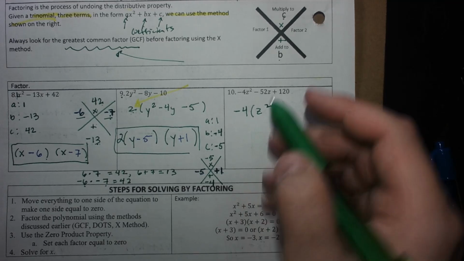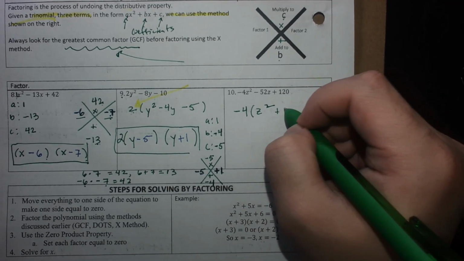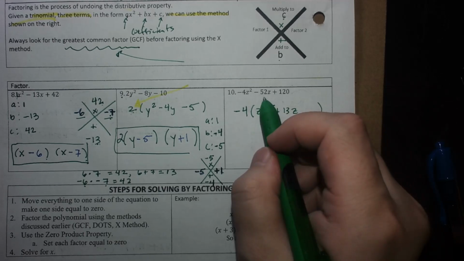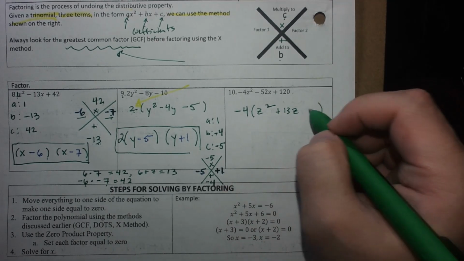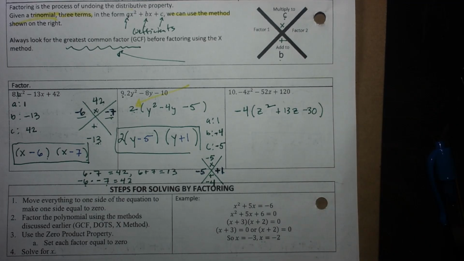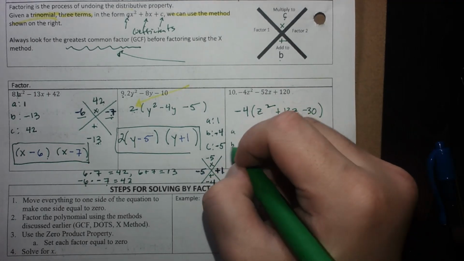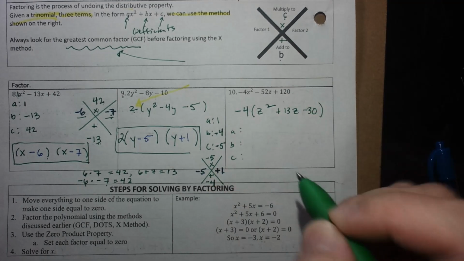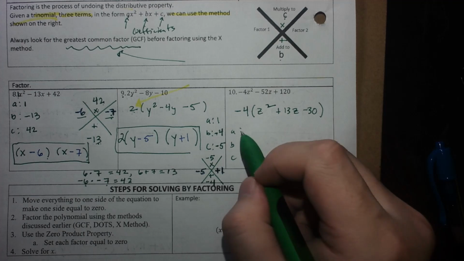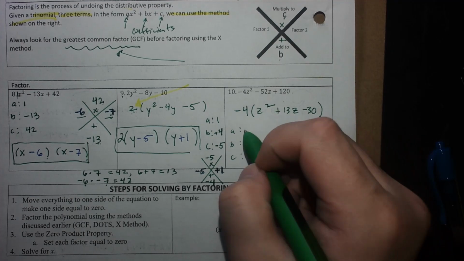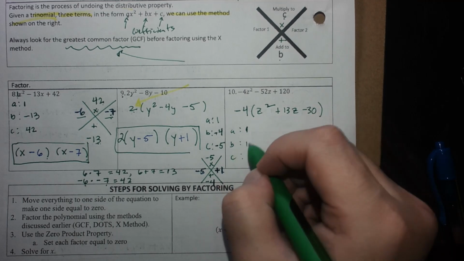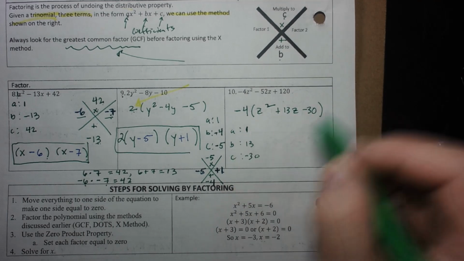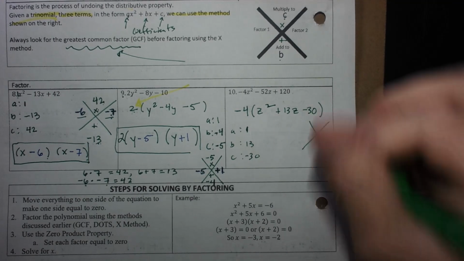-4 times positive 13z will give you -52z. And -4 times -30 will give you positive 120. So our A, B, and C is this. A is 1, not -4, by the way. It's 1. B is 13. And C is -30.